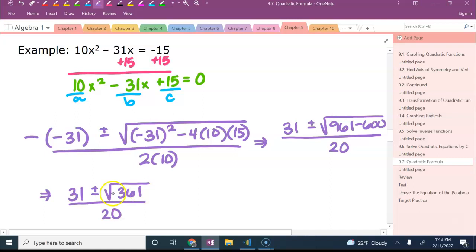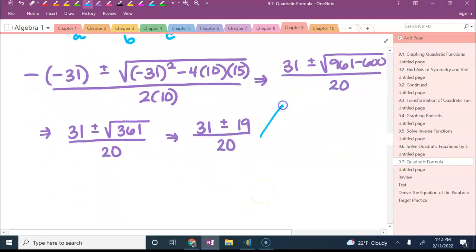Now if you have a calculator, you're probably going to want to square root 361 to see if it comes out as a whole number or a decimal. For this one, it's going to come out to be 19. So we have 31 plus or minus 19. And the square root sign is gone now because we already did the square root of the 361 to get to our 19. And this is all over 20. So now what I do at this point is I split this into two separate parts, because you're going to do the 31 plus the 19 and divide that by 20. And you're going to do 31 minus the 19 and divide that by 20.